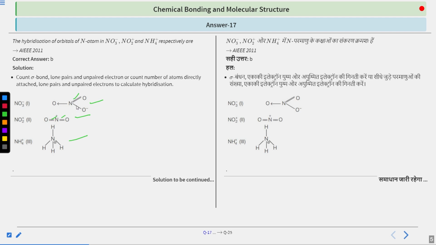Therefore, what is the structure? There are three bonds, so this will be sp2. Here, what will be the structure? Again, no lone pair, so sp, and here sp3. So this is the structure of all of these, meaning sp2, sp, and sp3.